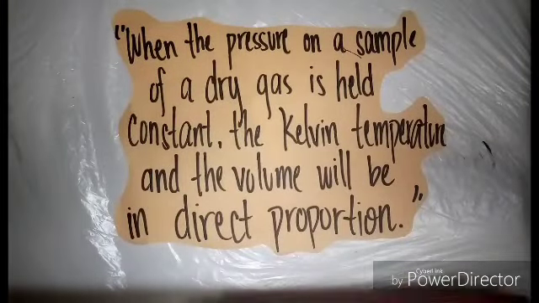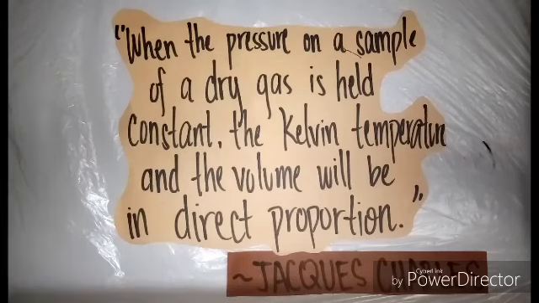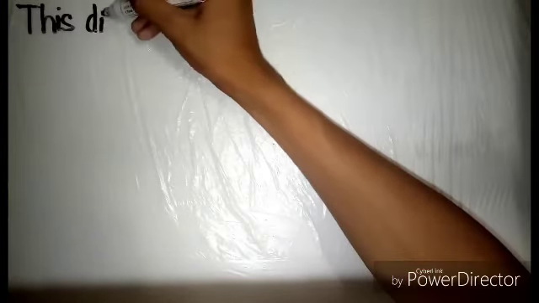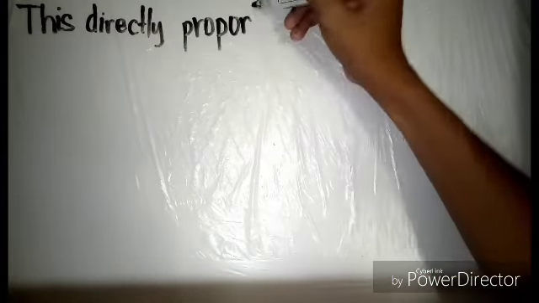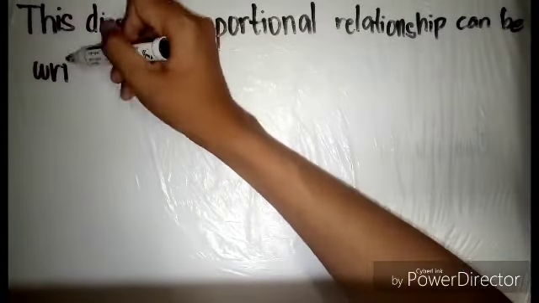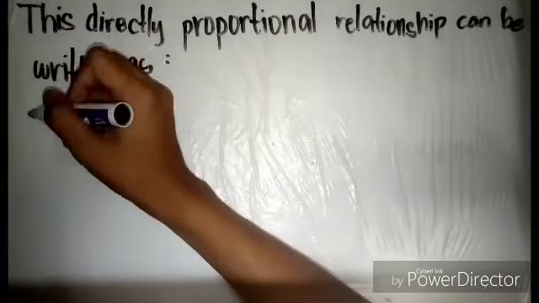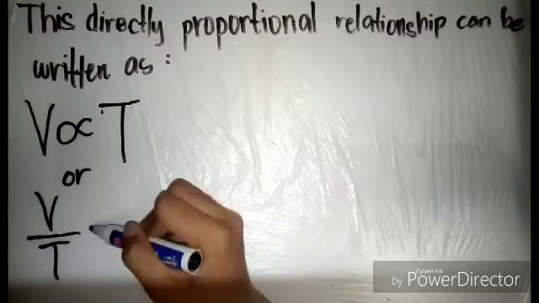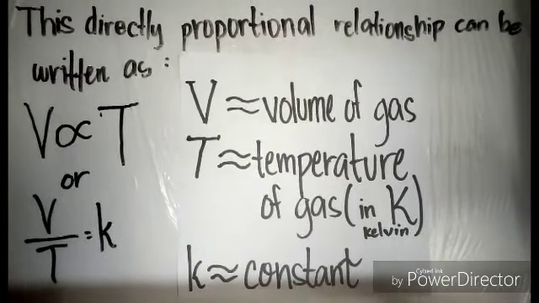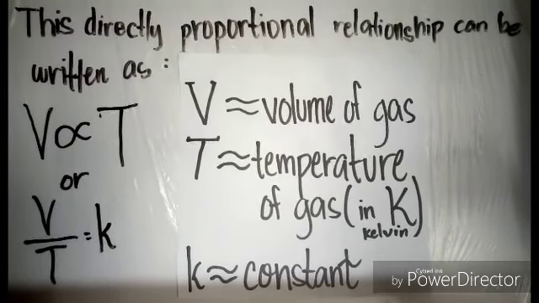He said that when the pressure in a sample of a dry gas is held constant, the Kelvin temperature and the volume will be in direct proportion. This directly proportional relationship can be written as V ∝ T, or V divided by T equals K, where V is the volume of gas, T is the temperature of the gas in Kelvin, and K is constant.